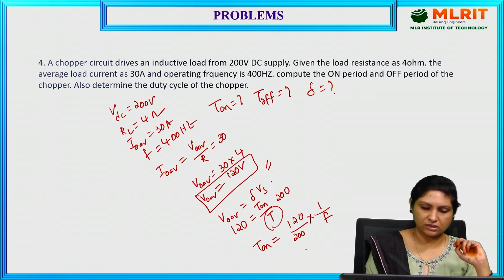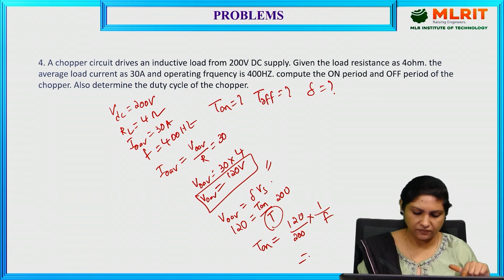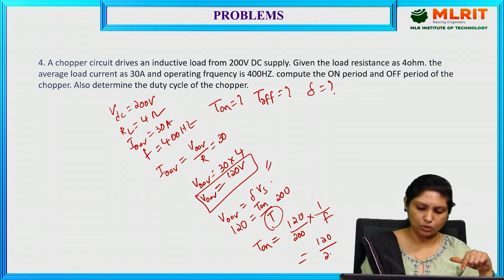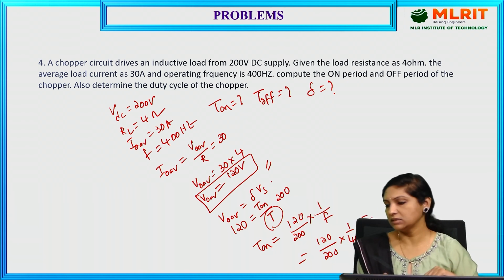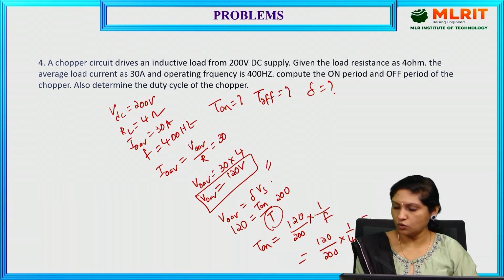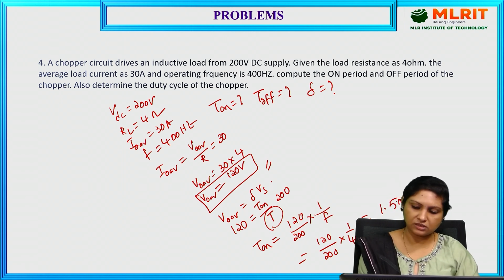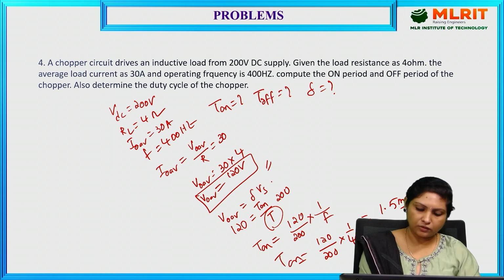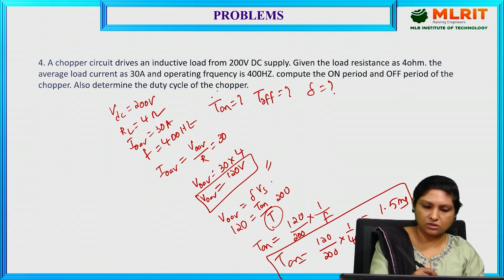So here T on is equal to 120 divided by 200 into the time period, which we can write as 1 by frequency, where frequency is given in the question as 400. In that case, we get the on period of the chopper as 1.5 milliseconds. This is nothing but the on period of the chopper. So this is also done.